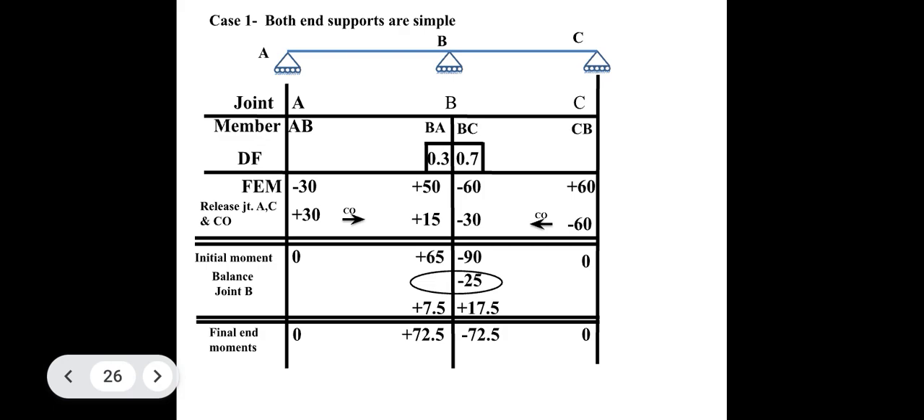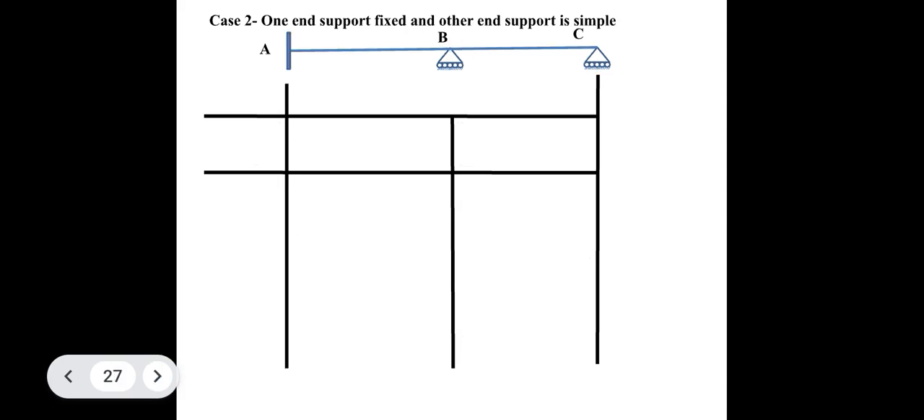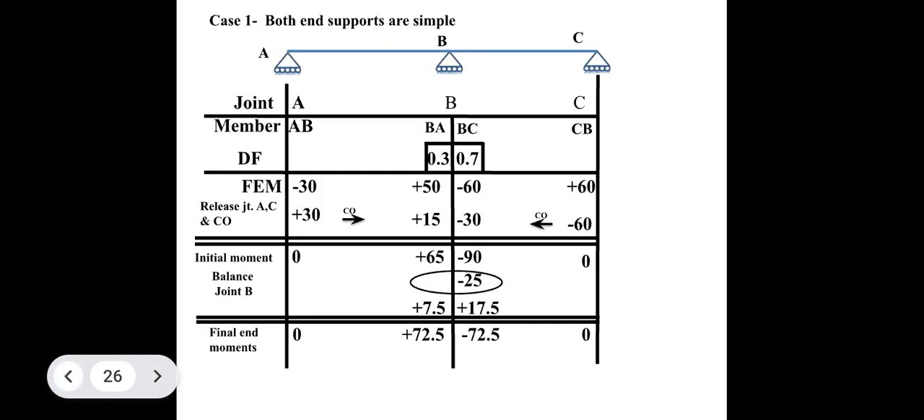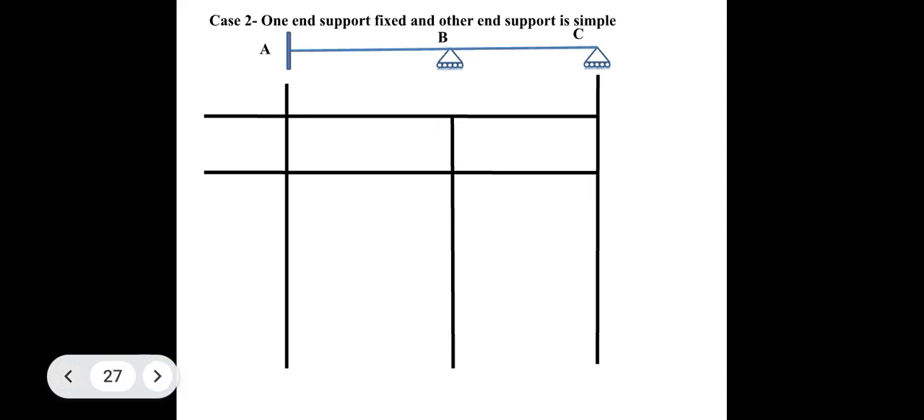Now if we see another case, see here what is the change I have made. Support A, which was simple in previous example, here it is assumed as fixed. The rest of the things are same. Now what is the change? If we see the change, support A is fixed. We will write the fixed end moment.